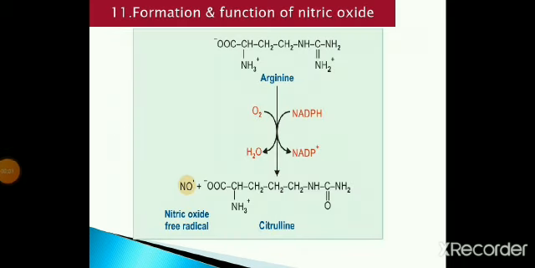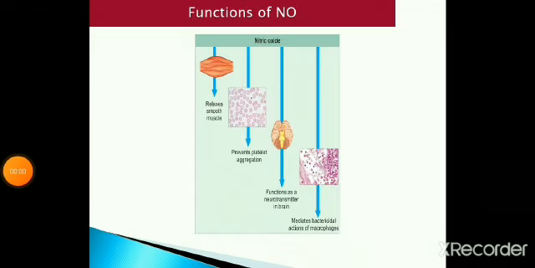Formation and functions of nitric oxide. Nitric oxide is formed from arginine by the enzyme nitric oxide synthase. It contains heme, FAD, FMN, NADPH, and tetrahydrobiopterin. The functions of nitric oxide include, it relaxes smooth muscle, it prevents the aggregation of platelets, it functions as a neurotransmitter in the brain, and it also mediates the bactericidal action of macrophages.